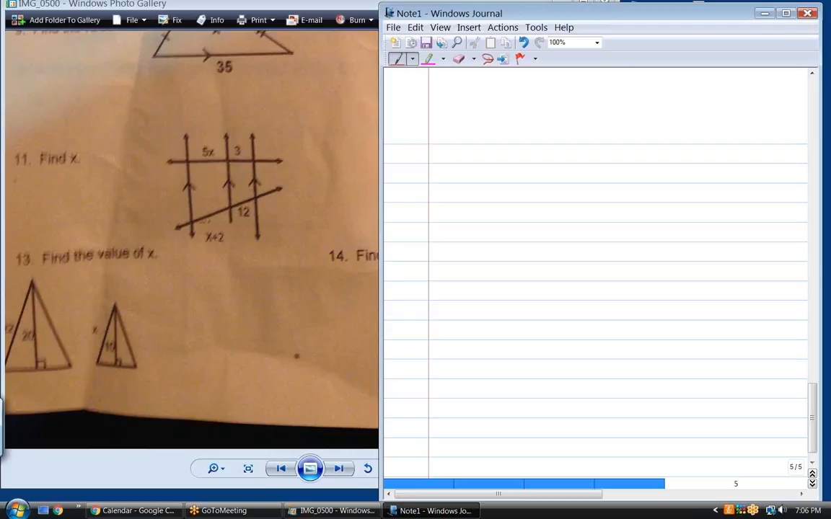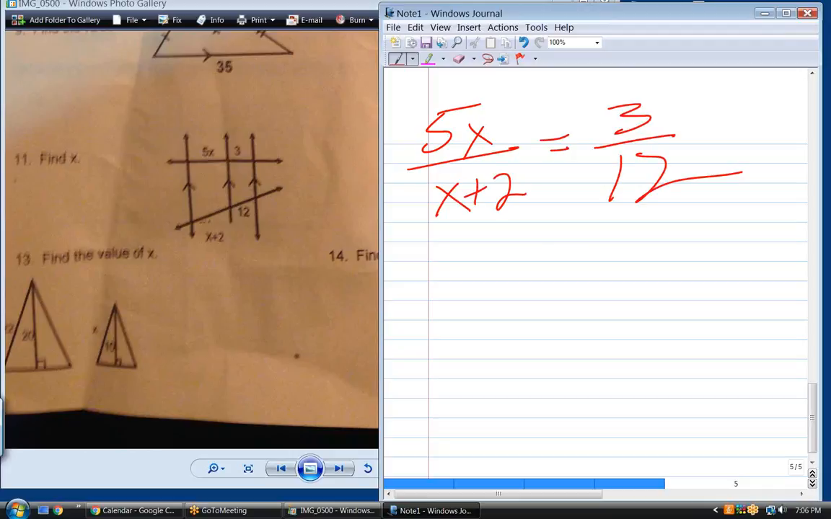Could you have 5x is to x plus 2 as 3 is to 12? Yeah, and here it doesn't matter which is the numerator or which is the denominator. I've got to cross multiply regardless. In other words, I can't do this in one step regardless, so I'm going to cross multiply it and solve it.